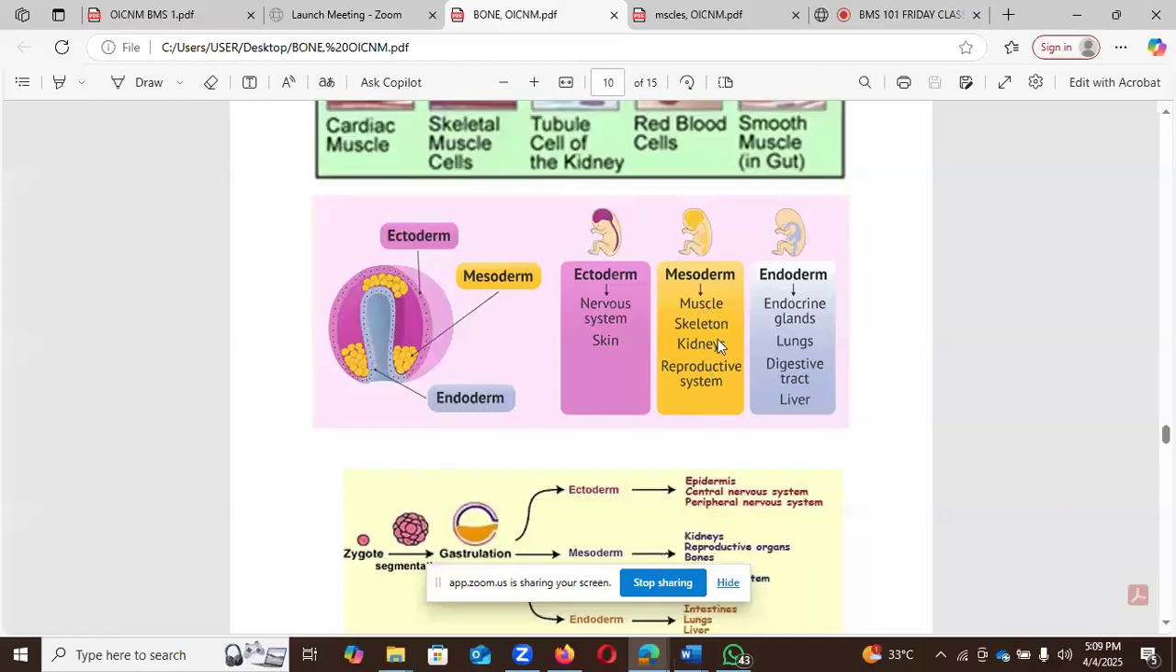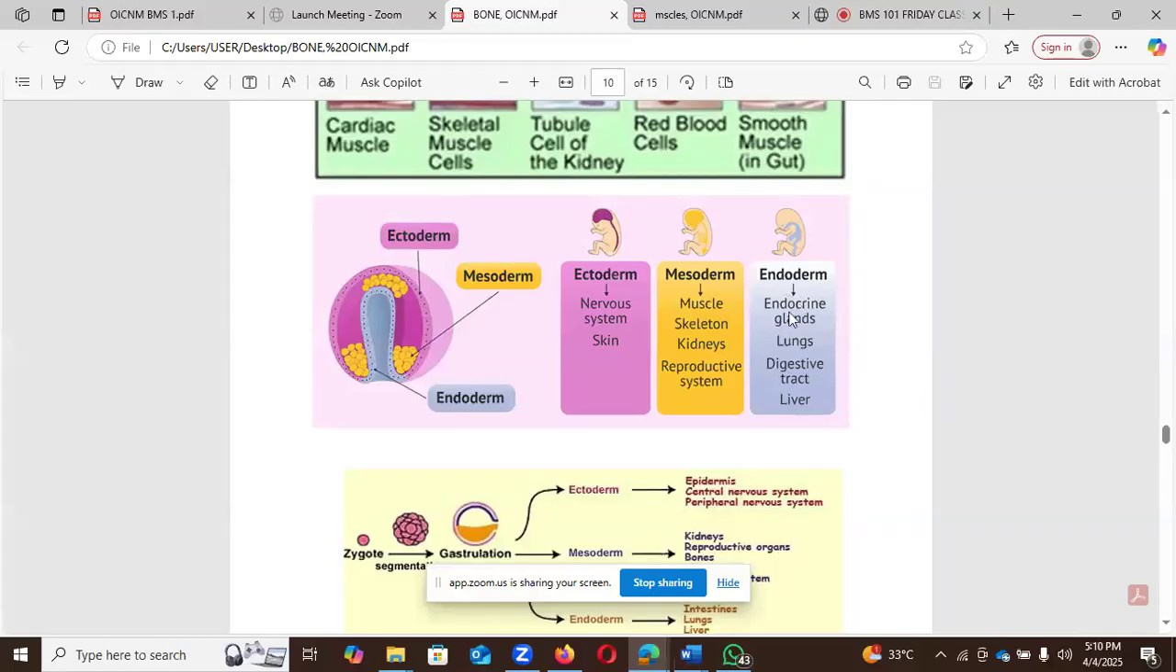And this is the basis of referred pain. So when anything happens to muscle, it can be referred to the skeleton. When something happens to the skeleton, it can be referred to kidney. When something happens to kidney, it can be referred to reproductive organ, and vice versa. Meaning that anything that happens to reproductive organ can be referred to kidney, kidney can be referred to bone, bone can be referred to muscles.